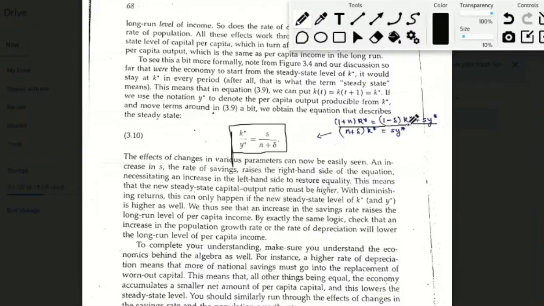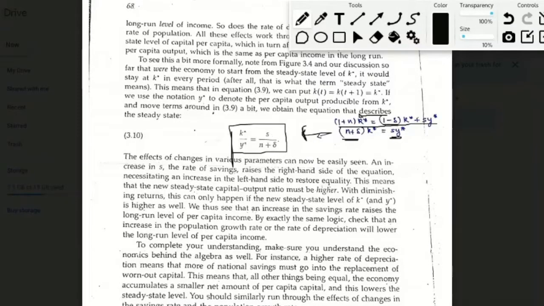So solving for this equation, k star will come on one side. When you solve the bracket, which is 1 plus n, this bracket will come on the left hand side, and this will become 1 plus n minus 1 plus depreciation delta. So in the bracket you will have n plus delta, and on the right hand side you'll have s y star. So you can again reframe this equation and put it in this form.